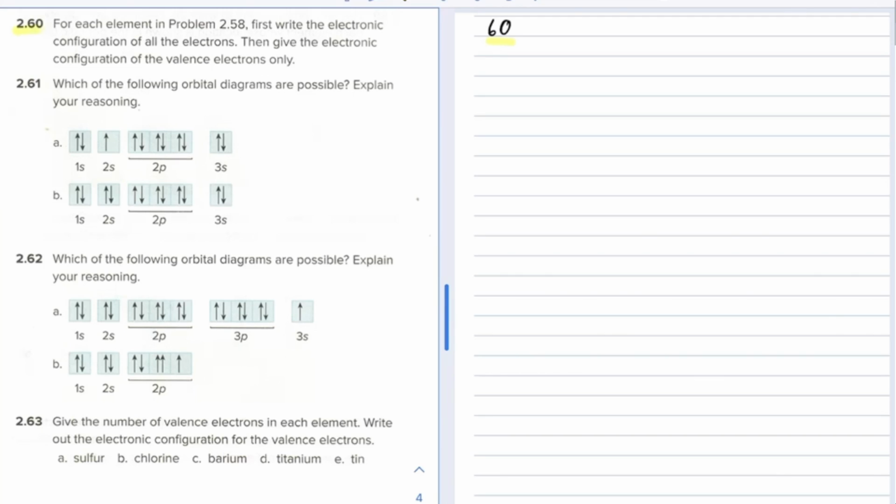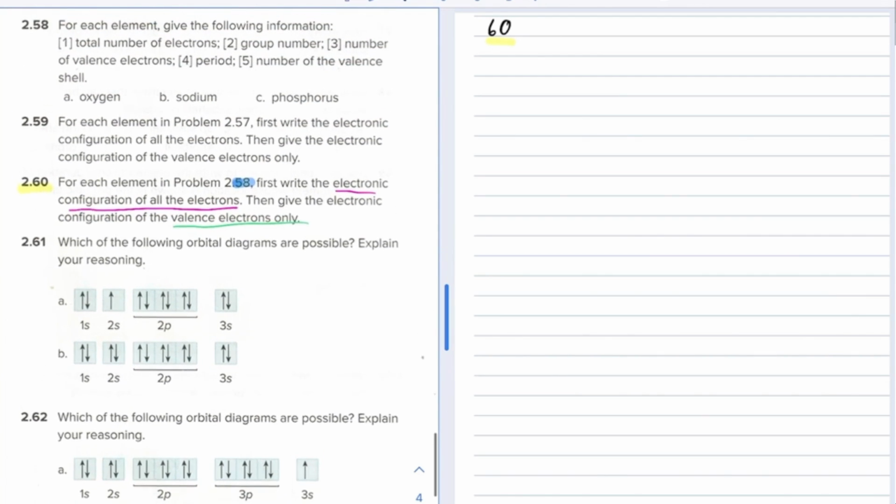Problem number 60 says for each element in problem 58, first write the electron configuration of all of the electrons, then give the electron configuration of the valence electrons. Well, if you do the electron configuration of all of the electrons, then the last part is pretty easy. First, let's take a look at 58.